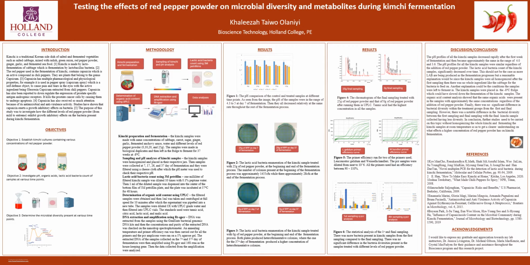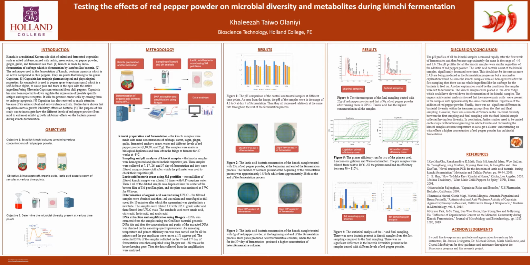degrees Celsius. The cabbage, carrot, sugar, ginger, and garlic were all weighed on a scale, so the same concentrations of all of the ingredients were used for the preparation of the kimchi. The next step was to do the sampling and the pH analysis of the kimchi samples collected at the first time point. The kimchi samples were homogenized and placed in their respective jars.